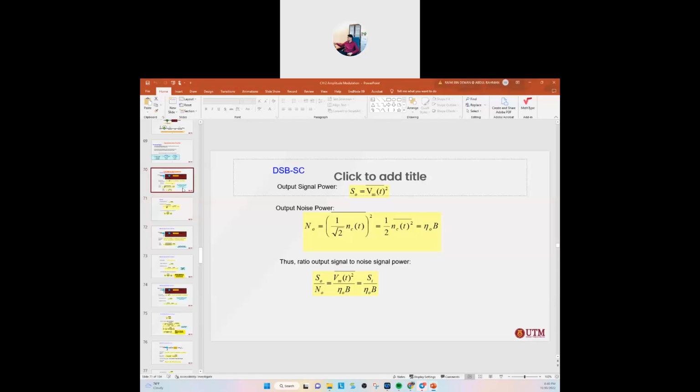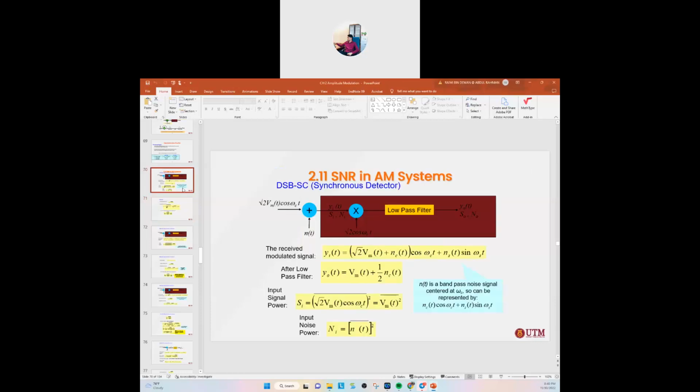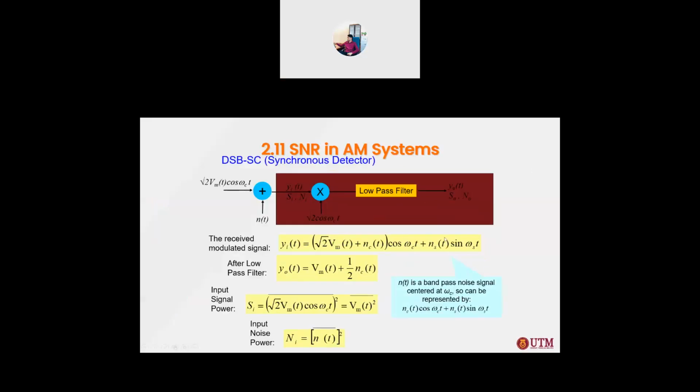Okay, today we're going to continue with SNR in the AM system. We have been through this last week, but I will go through it as a recap. This one is a double sideband suppressed carrier, double sideband suppressed carrier synchronous detector. So you learn from the previous.